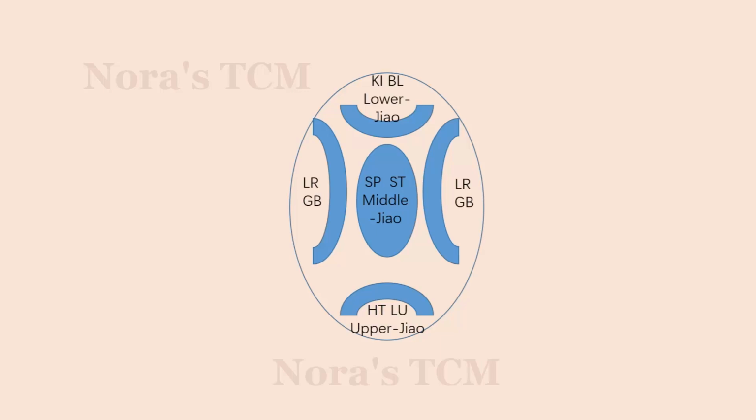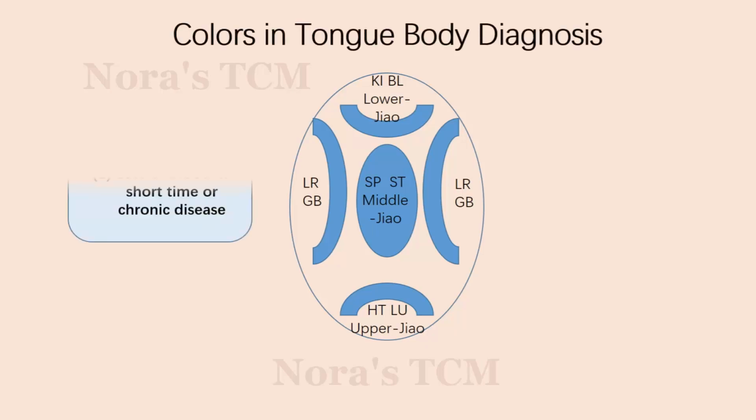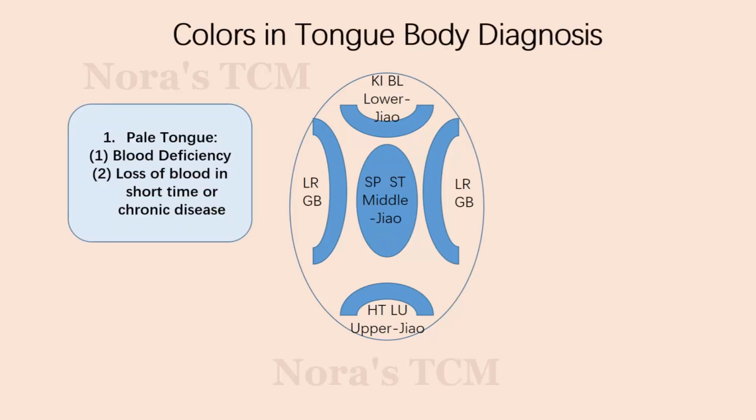The colors of the tongue body have different clinical meanings. First, pale tongue. It means blood deficiency, or loss of blood in a short time, or chronic disease.